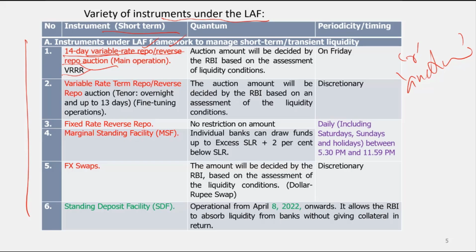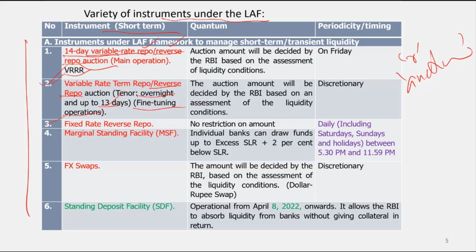Now the second one is variable rate time repo or variable rate time reverse repo. The tenor here is from overnight to 13 days, and according to the RBI, these instruments are used for fine-tuning operations.